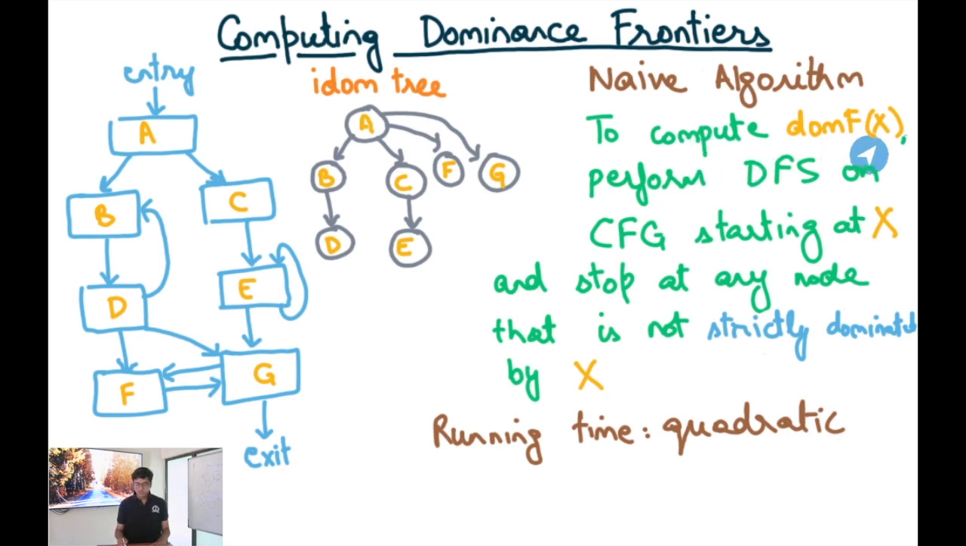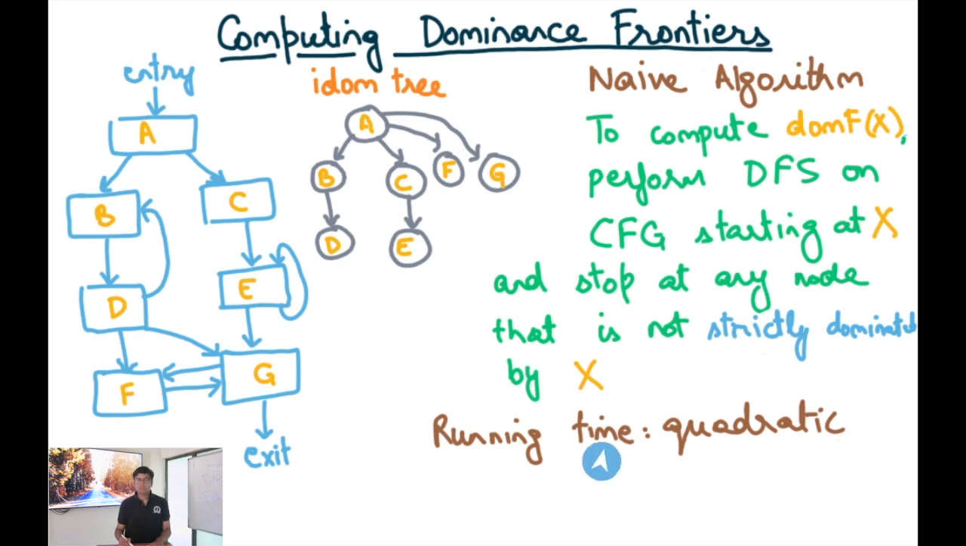So to compute the dominance frontier of X, I perform a depth first search on this control flow graph starting at X and stop at any node during that depth first search that is not strictly dominated by X, and that node on which I stop, I put it in the result, which is the dominance frontier of X. And I do this for every node X.